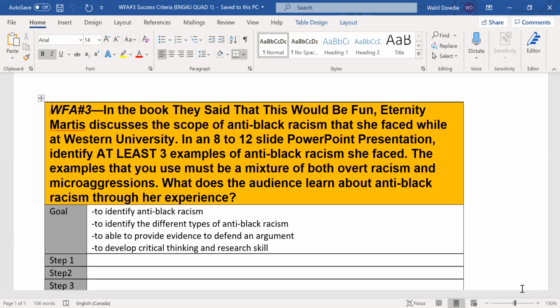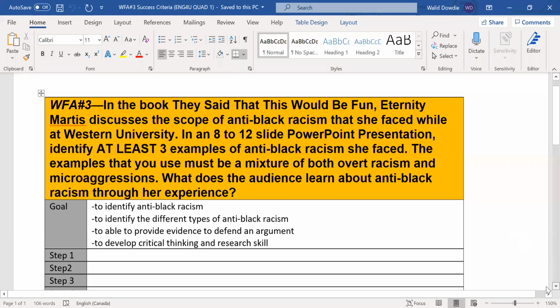identify anti-Black racism, to identify different types of anti-Black racism, to provide evidence, to defend an argument, and to develop critical thinking skills. Okay, so those are the things you need to do in order to achieve this goal. All right? So if we're going to break it down to these steps, let's talk about what you're doing at each step.